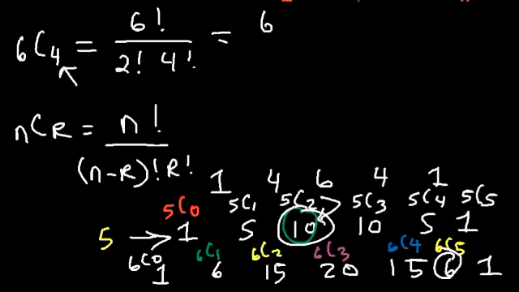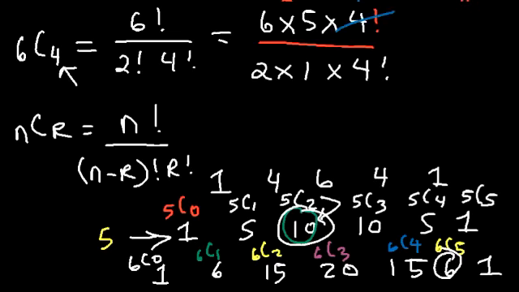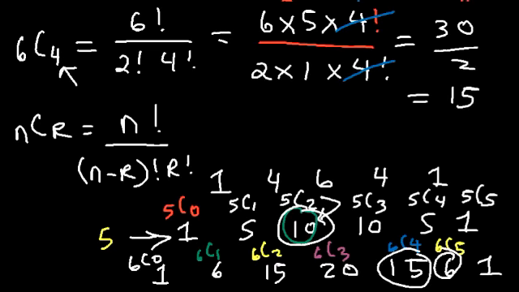So 6 factorial is going to be 6 times 5 times 4 to 1, which we can leave as 4 factorial. And 2 factorial is simply 2 times 1, and then we can cancel the 4 factorials. 6 times 5 is 30, and 30 divided by 2 is 15. So it gives us this particular value. As you can see, you can use combinations to find any value in Pascal's triangle.